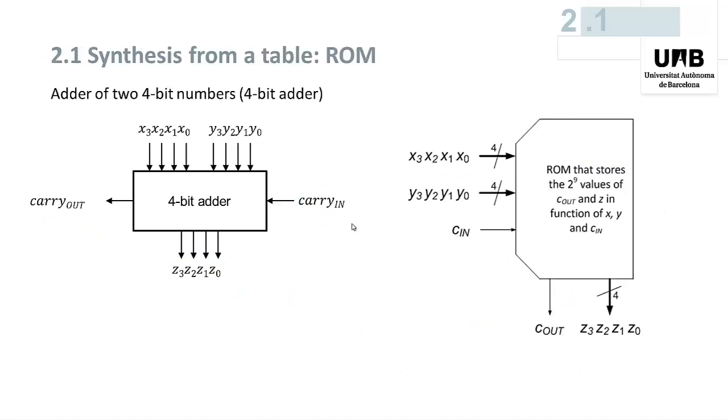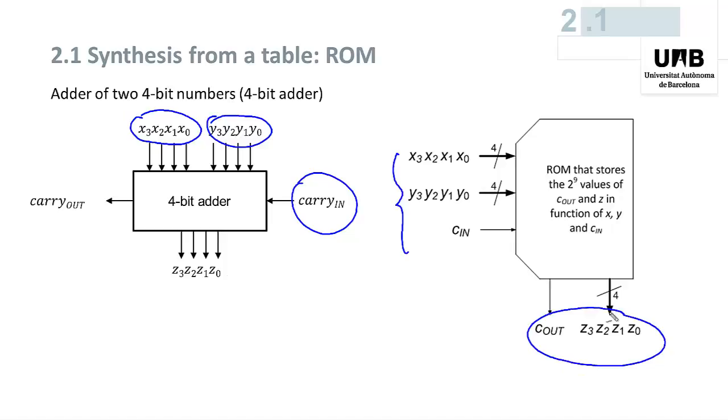A first way to implement this adder is to compute in advance all the results for all combinations of values of x, y, and carry in, and to store all those results within a read-only memory. Then the input values x, y, and carry in are used as address bits of the memory, and the memory outputs are the outputs of the circuit.